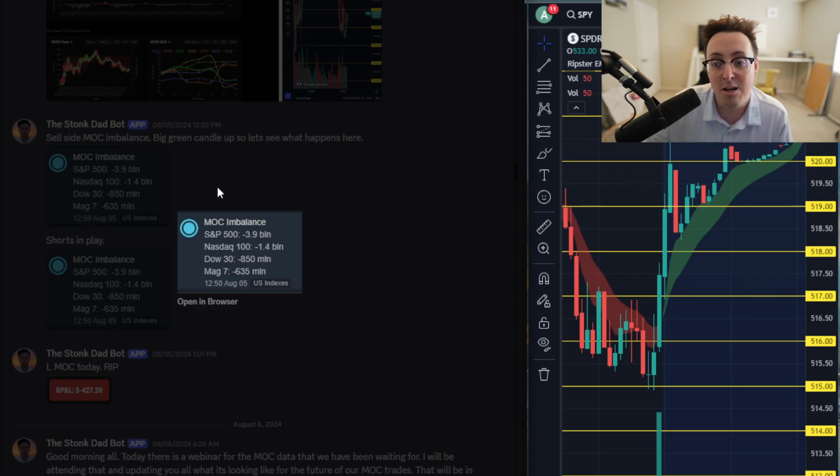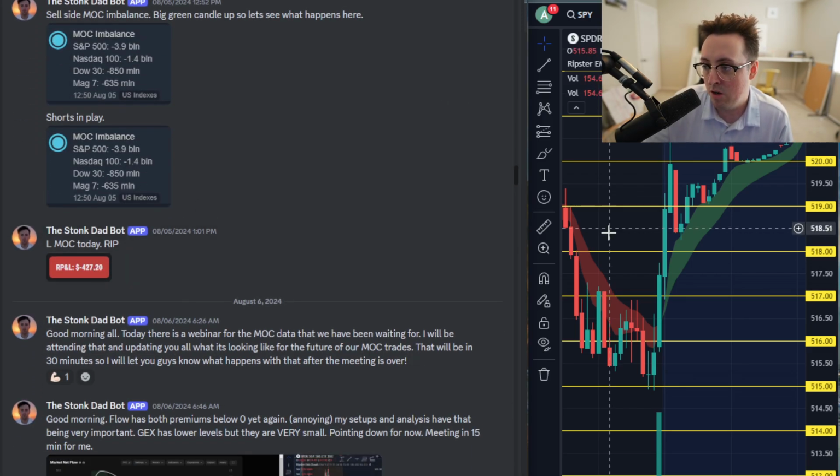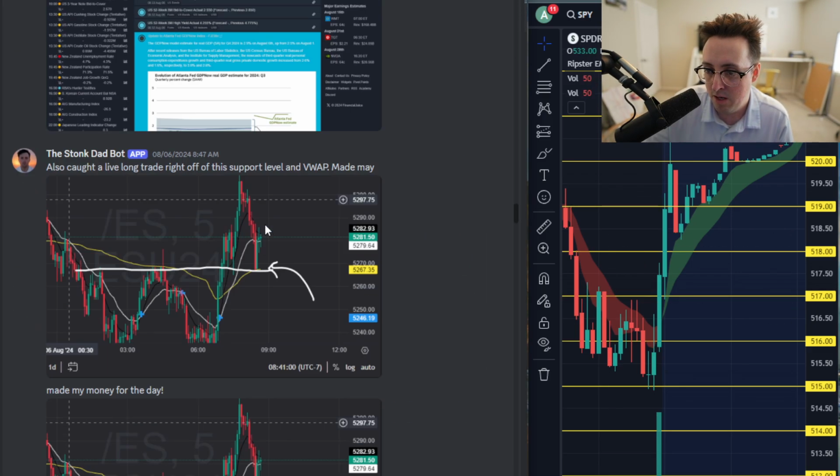Now, it did the complete opposite. But what I look for is all four of these lining up on the same side. They don't have to be the same number, but the same side. You can see it was minus 850 million, minus 635, so it was increasingly sell side based off of the NASDAQ and the S&P. Okay, so we're going to move on. That was the loss on Monday.